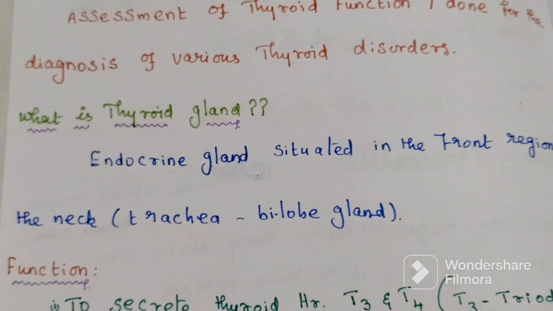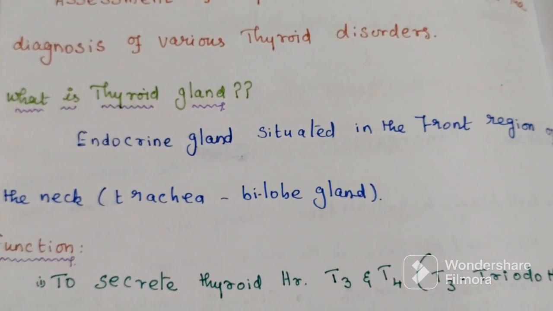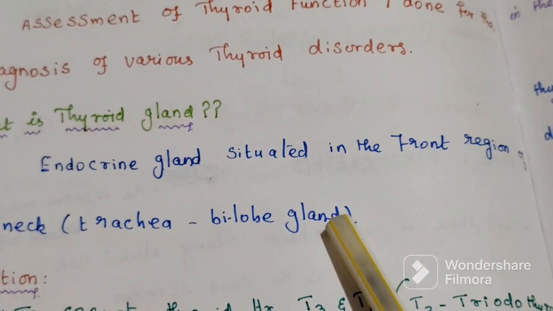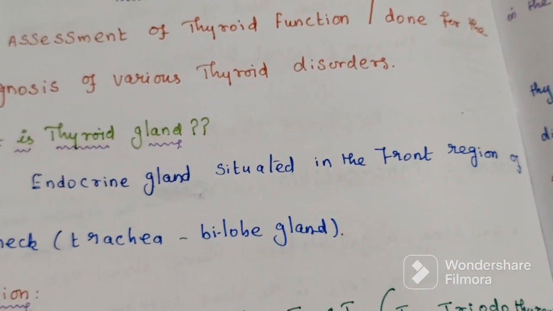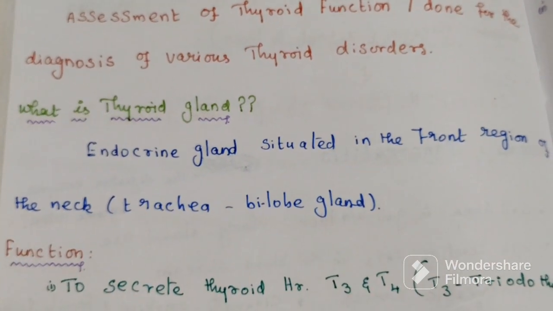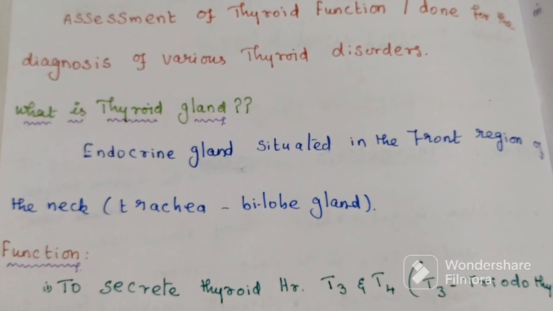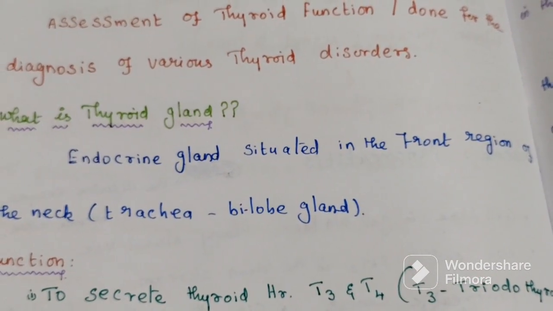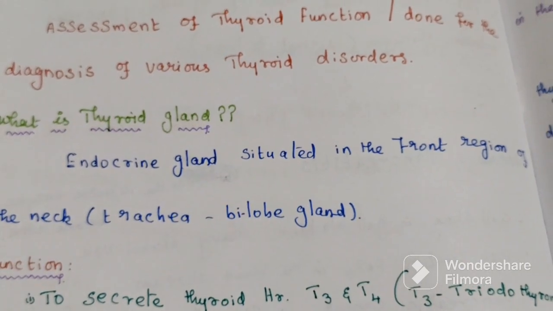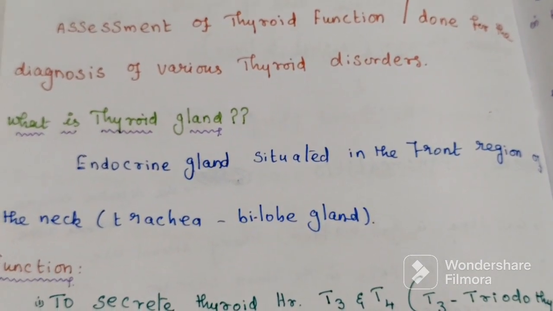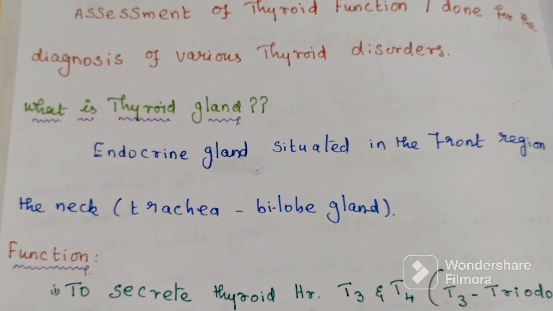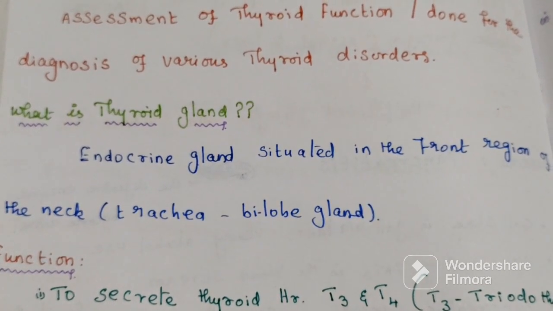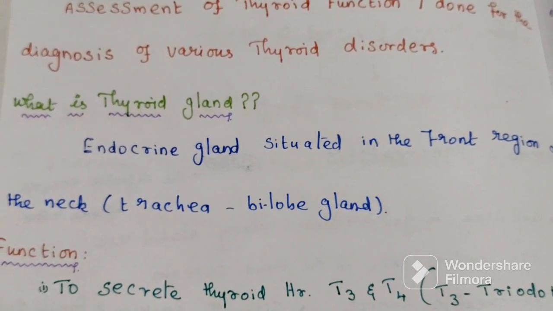So, what is the thyroid gland? It is an endocrine gland situated in the front region of the neck. In front of the trachea, it is a bilobed gland having left and right lobes connected by an isthmus.